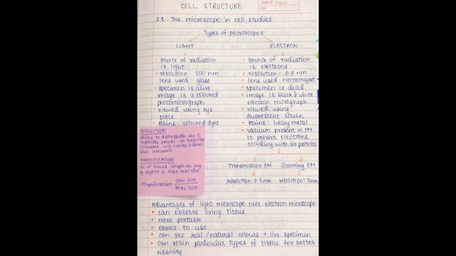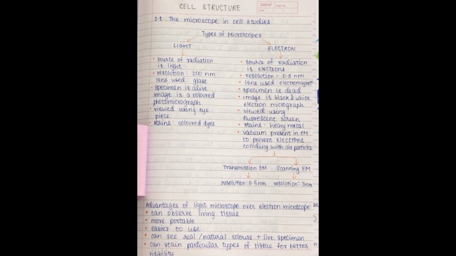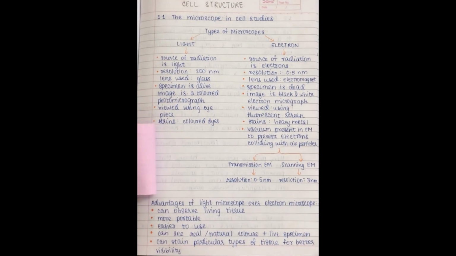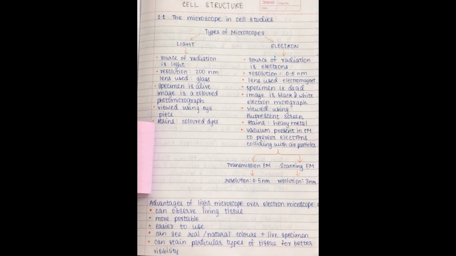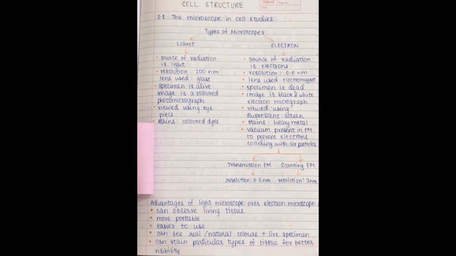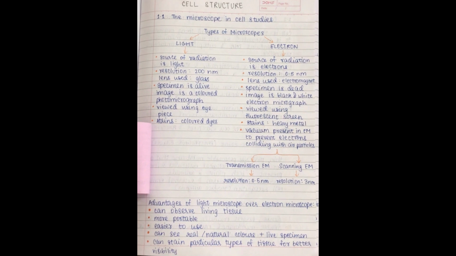There are two main types of microscopes, light microscope and electron microscope. Now, what's the difference between the two? Light, as the name suggests, uses light as its source of radiation, whereas for electron microscope, the source of radiation is electrons. The resolution of light microscope is 200 nanometers, whereas for electron microscope it is 0.5 nanometers. The lens used for light microscope is glass, whereas the lens used for electron microscope is an electromagnet. When we use a light microscope, the specimen is alive and the image formed is a colored photomicrograph.